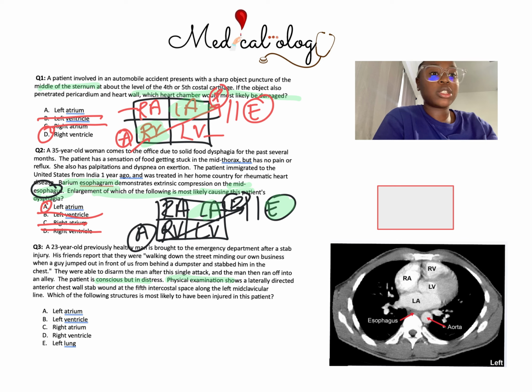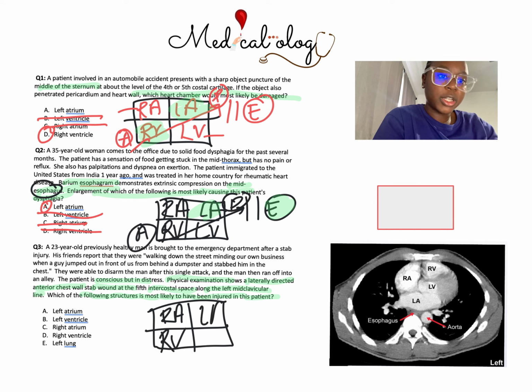So the physical examination shows a laterally directed anterior chest wall stab wound at the 5th intercostal space along the left midclavicular line. Which of the following structures is most likely to be injured in this patient? Okay, guys. So you already know. Let's just start drawing our box, right? I'm drawing our box. Right atrium, right ventricle, left atrium, left ventricle. Draw a line. Right? 2 lines, esophagus, right?